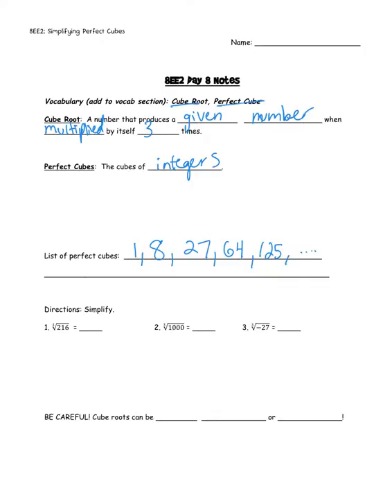So I'm just going to go ahead and put a little symbol. I forgot to show what the cube root symbol looks like. The cube root symbol looks very similar to the square root symbol, except there is a 3 right there next to the radical.